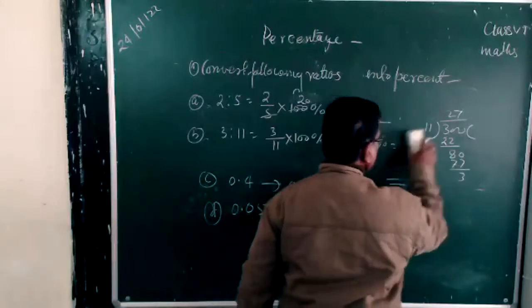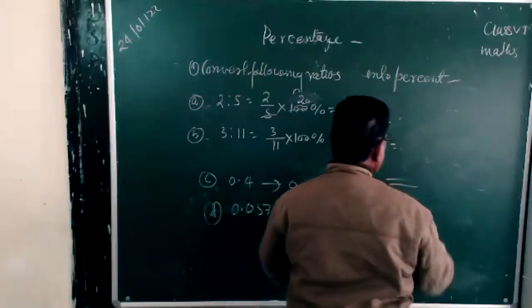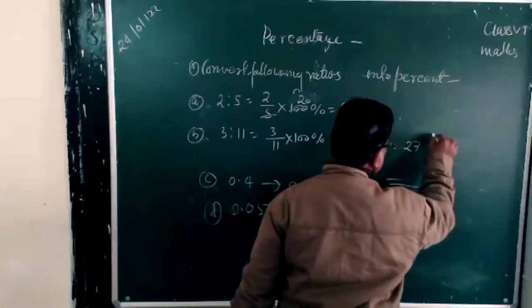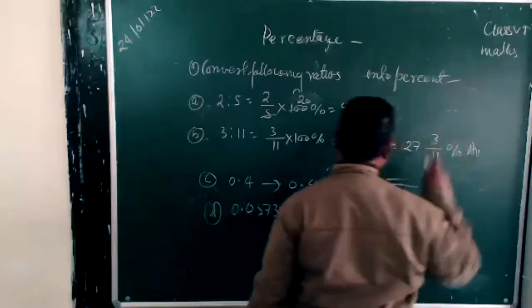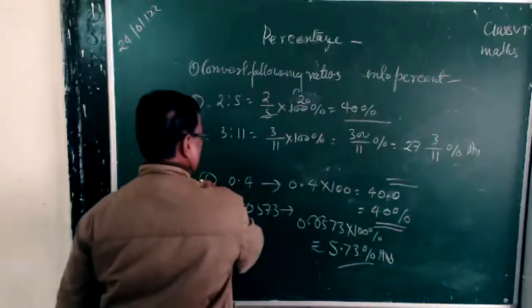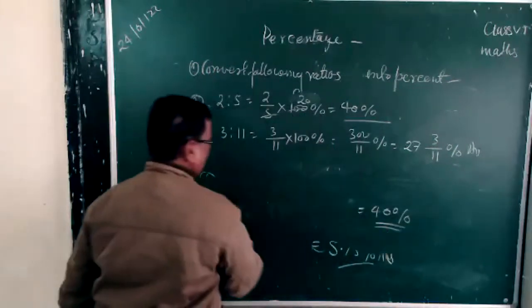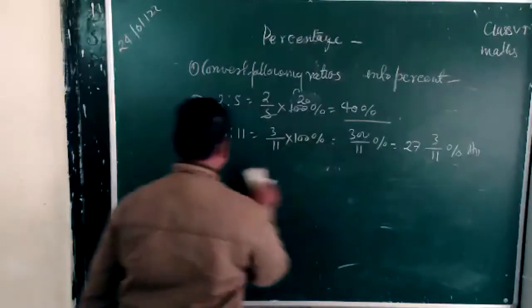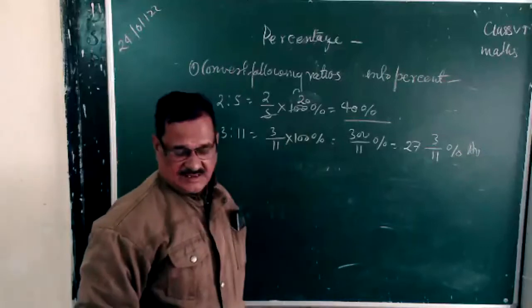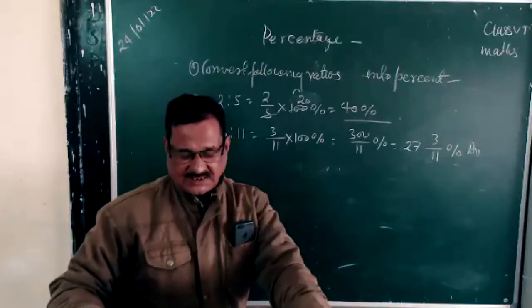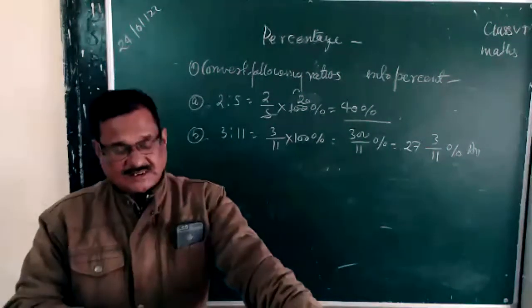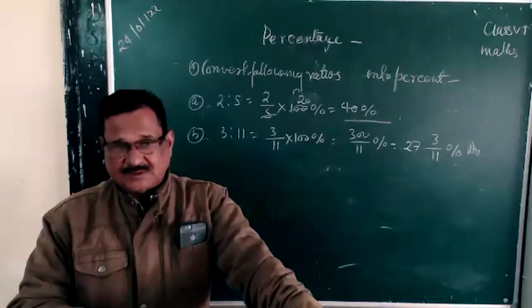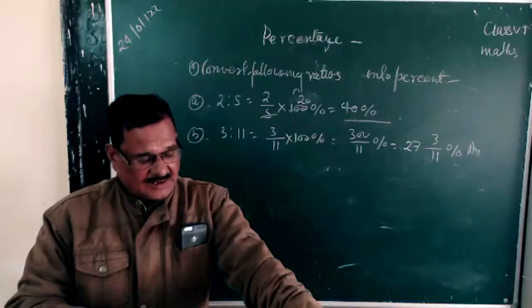Now, 27 whole 3 upon 11% is your answer. This ratio is converted into a percentage. Similarly, for the boys, 7 ratio 8 and 1 ratio 5, you can also convert into percentage.